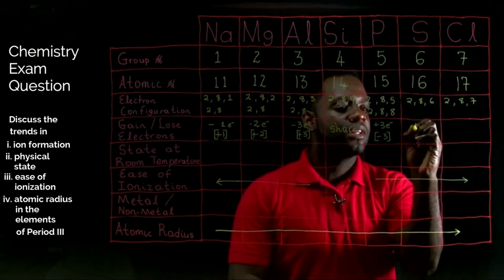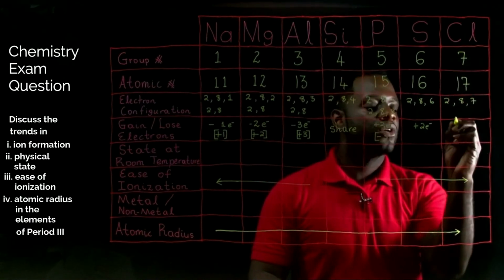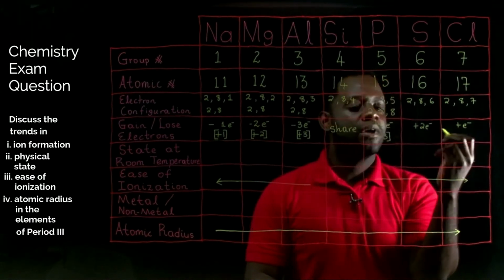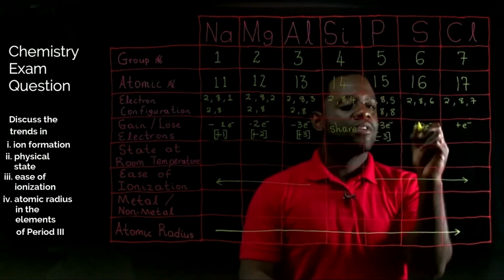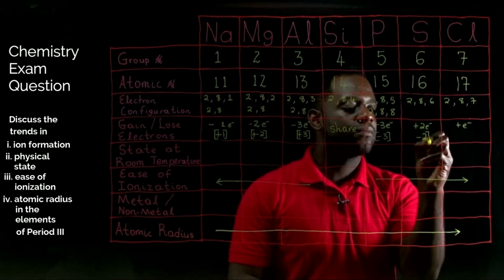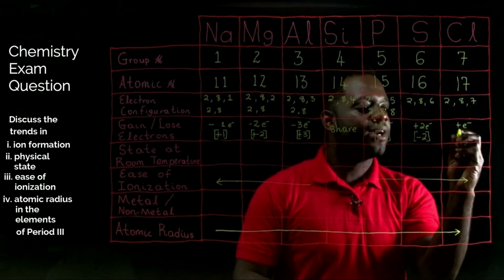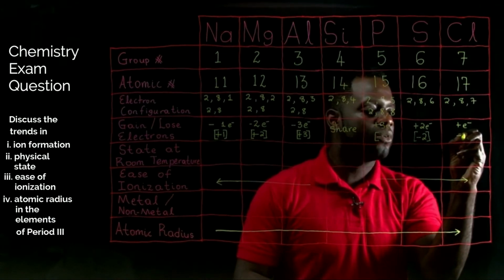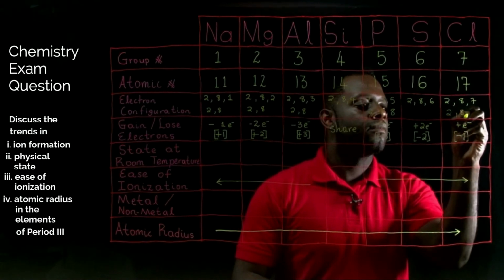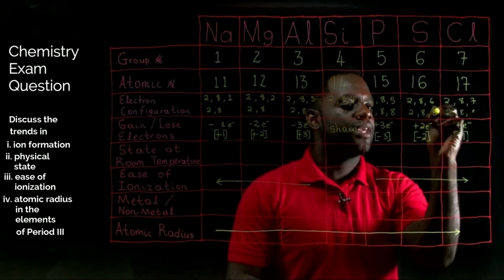Sulfur will gain 2 electrons. Chlorine will gain a single electron. The charge on sulfur anion will be 2-. For the chloride anion, it will be -1. Two, 8, 8.